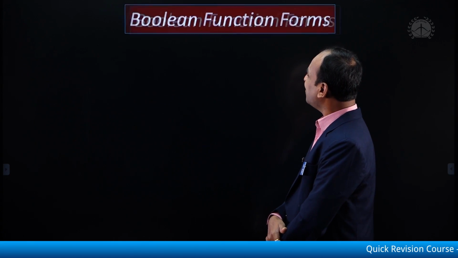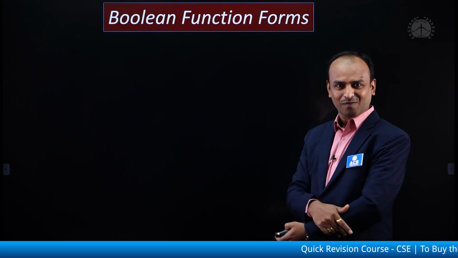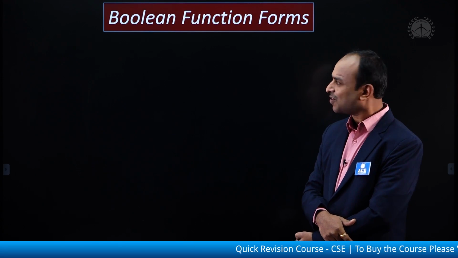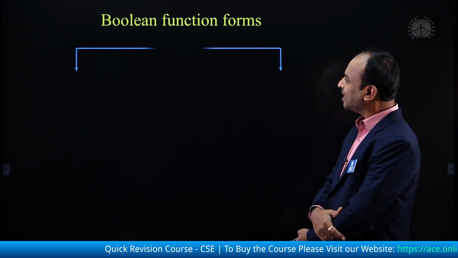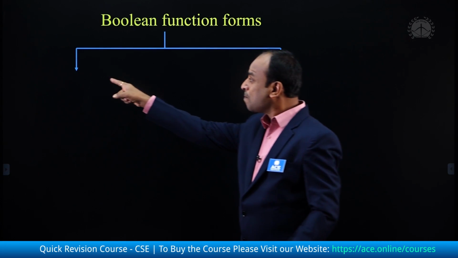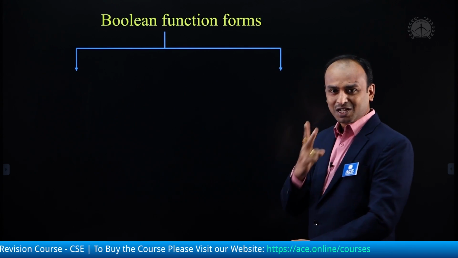Now we'll discuss the topic called Boolean function forms. What are the Boolean function forms? There are two main types. The first one is called simplified forms.